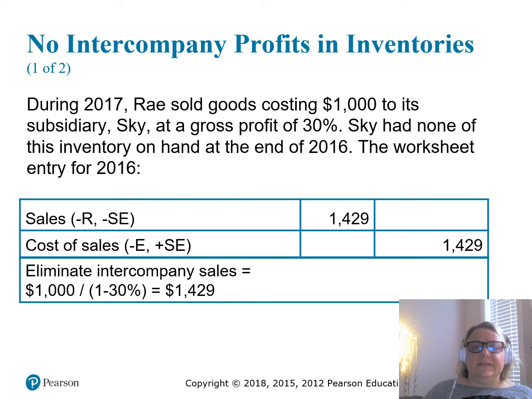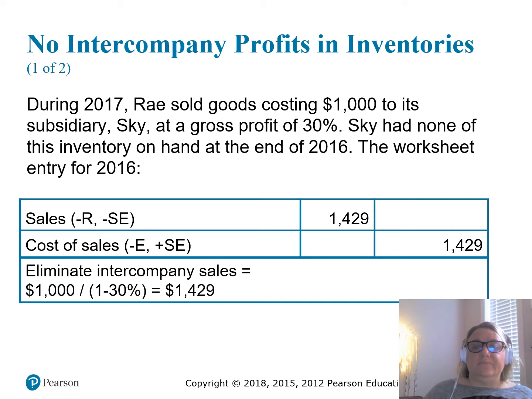Okay, so let's do an example of this. Ray sold goods costing $1,000 to its subsidiary, and Sky had a gross profit of 30%. Sky had none of the inventory on hand at the end of 2016. So here's the worksheet entry.